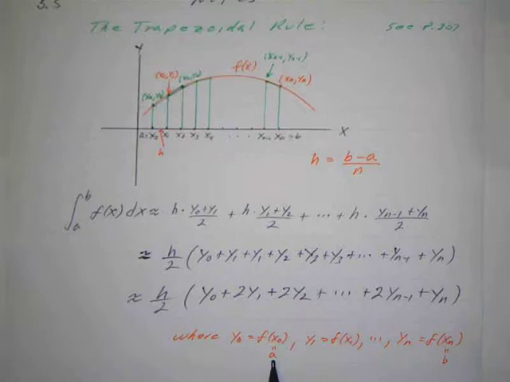Where y sub 0 is f of x sub 0, and x sub 0 is actually a, the left endpoint. Y sub 1 is f of x sub 1, and all the way to y sub n, which is f of x sub n, which is actually b. And they formally outline the trapezoidal rule over on page 307. So in your book, if you take a look at it, it's right there.